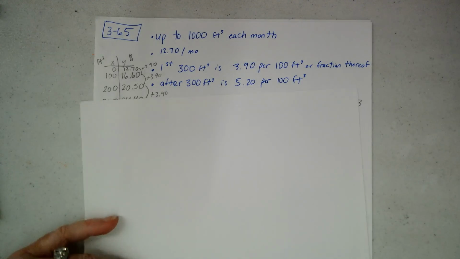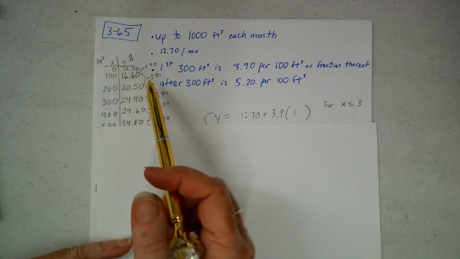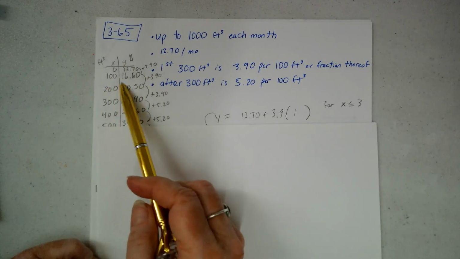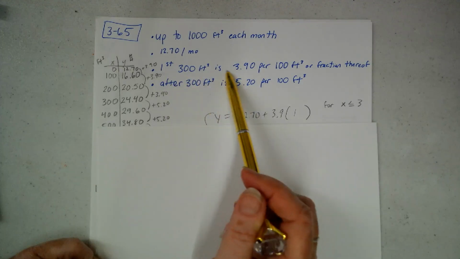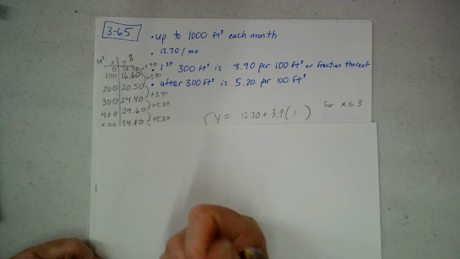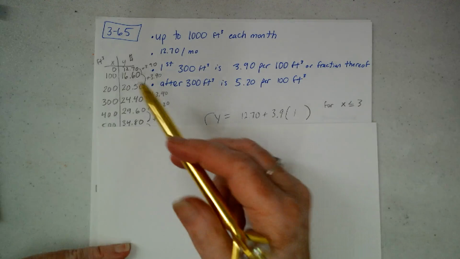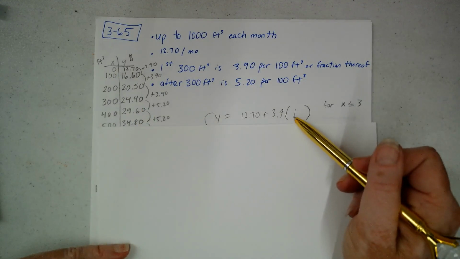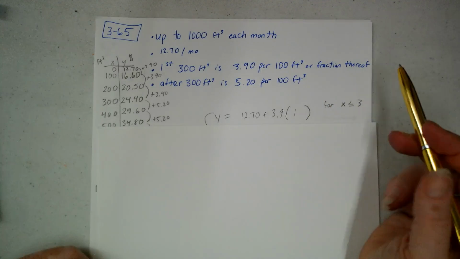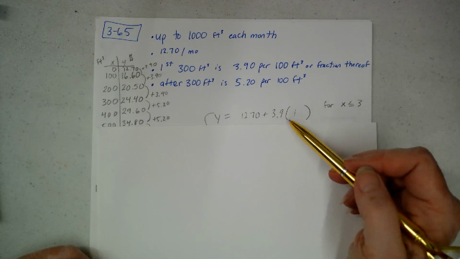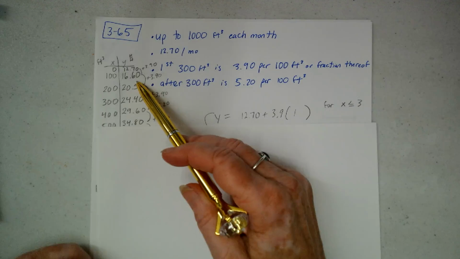I started to make a table because they want a graph, basically. So I wanted an equation to fill out my table. I asked, what if I just use 100 cubic feet? How much is that going to cost me? It's $12.70 plus $3.90 per 100 cubic feet. Here I'm counting by hundreds, so I'll just put 1, because it's like buying water in groups of 100. So it's 3.9 for that 100 cubic feet. That's $3.90 plus $12.70, which gave me $16.60.